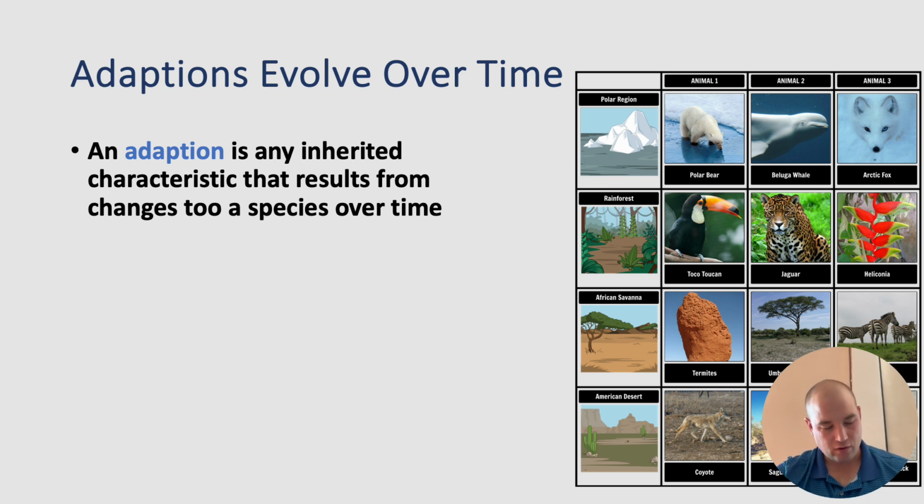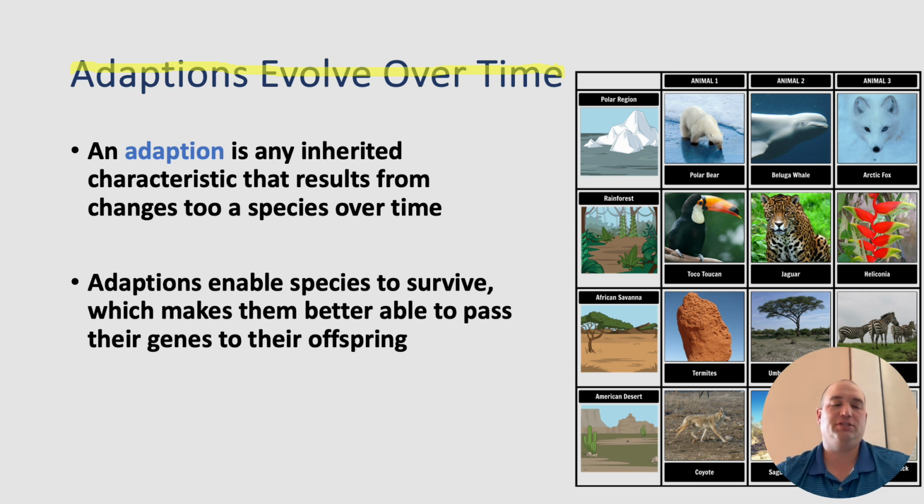Now, the next one we have are adaptations. Adaptations are things that occur over a long extended period of time. An adaptation is an inherited characteristic that results from changes to a species over time. So adaptations enable species to survive, which makes them better able to pass on their genes. The better they're able to survive, the better chance they have of reproducing and making more of those individuals.